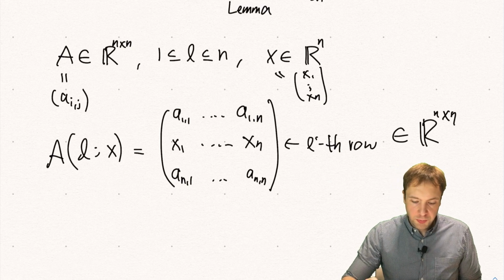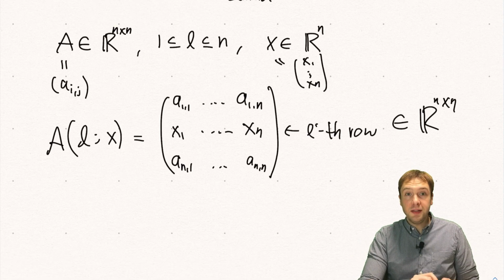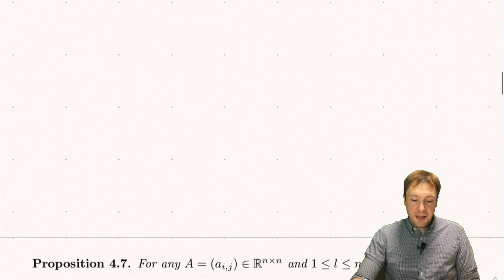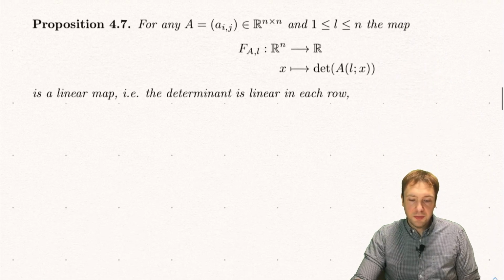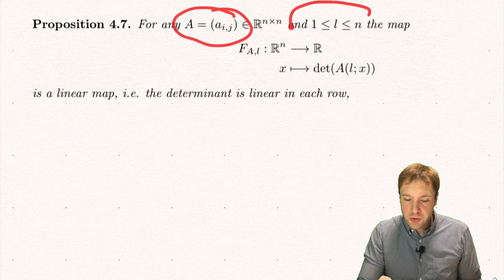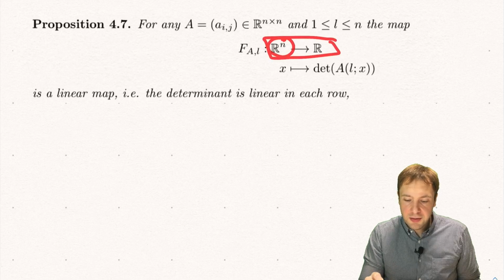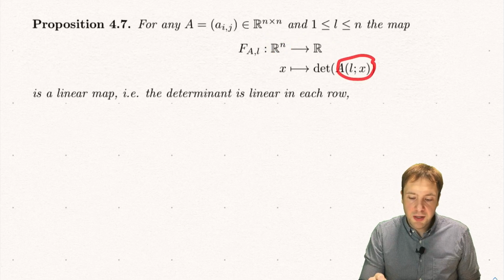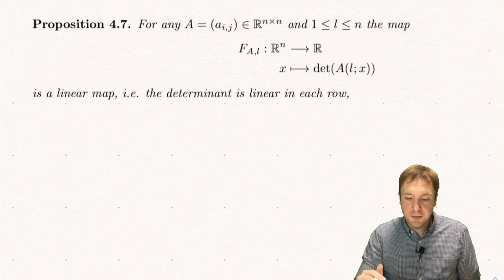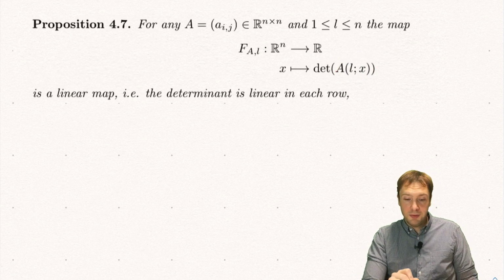And now with this, we want to make the statement that the determinant is linear in each row. This can be phrased as follows. Namely, if we have a matrix A and we choose some row l, then this map f_A^l, which sends a vector x in R^n to the determinant of the matrix A where we replace the l-th row by x, is linear.